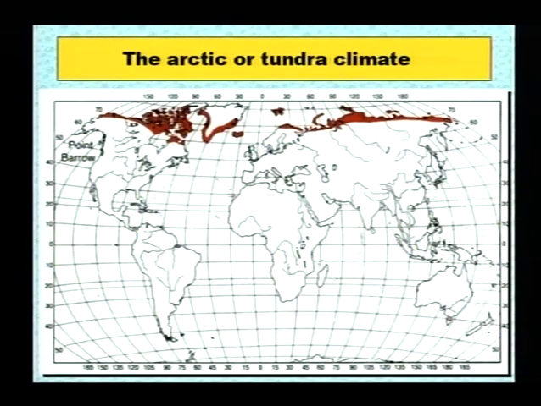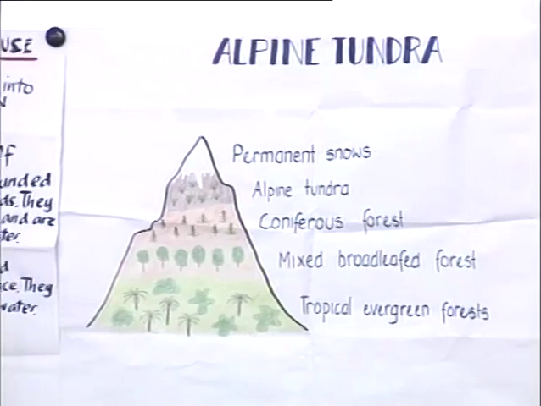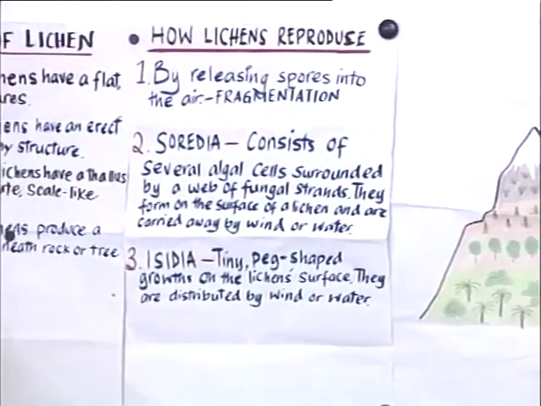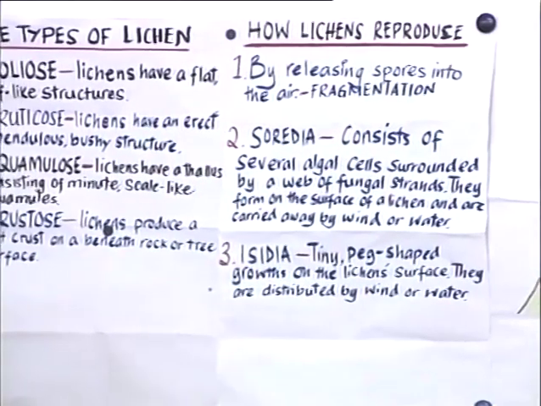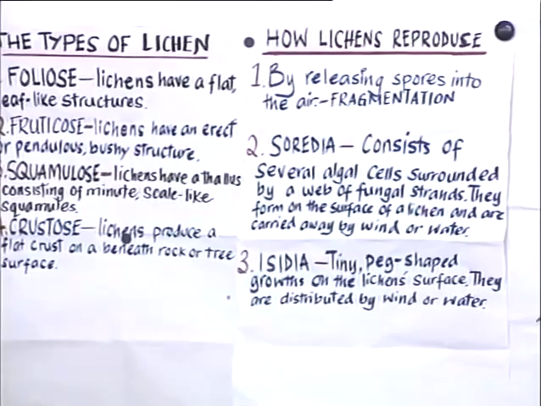Alpine Tundra is located in the high altitudes, like on mountains, and it can be found anywhere in the world, meaning the different regions, like the tropical and the temperate regions. But the Arctic Tundra is found only in the high latitudes, mainly.